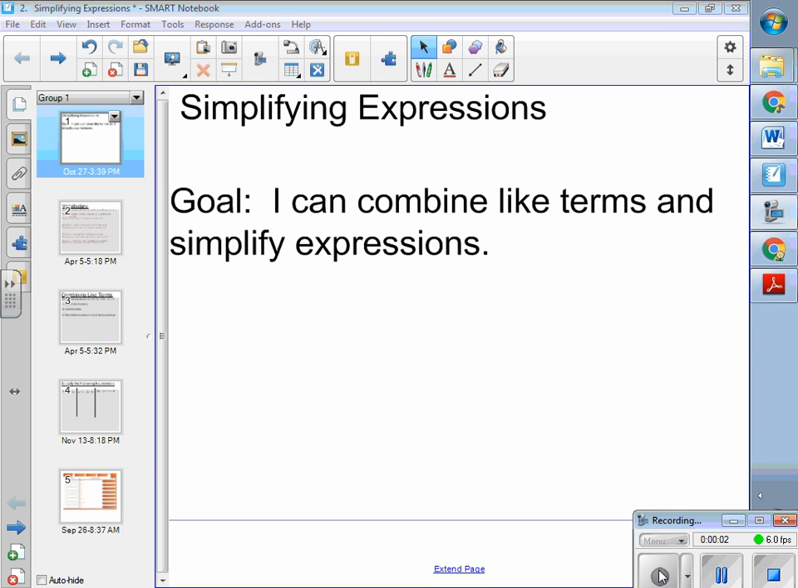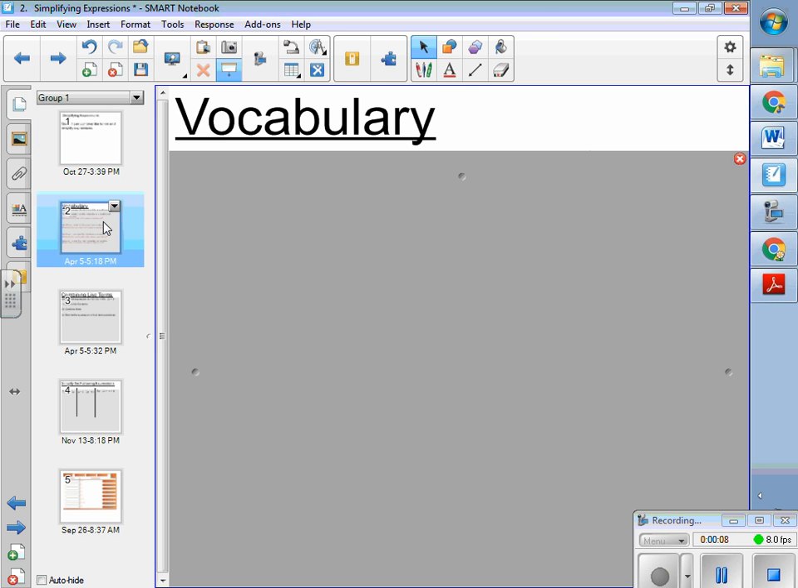Today's lesson is simplifying expressions. Our goal is that we can combine like terms and simplify expressions.